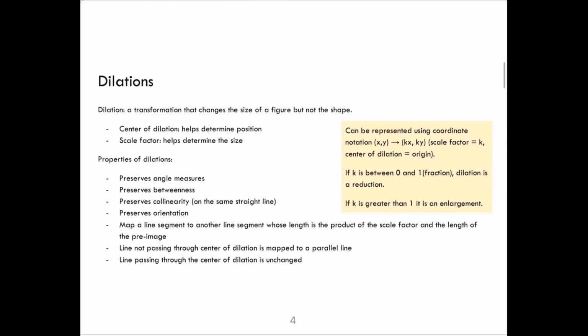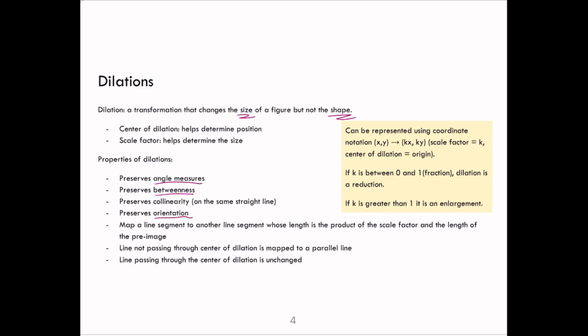Moving on to dilations. A dilation is a transformation that changes the size of the figure, but not the shape. So there are two parts of a dilation. The center of dilation is what helps determine the position, and the scale factor helps determine the size. The properties of dilations are that it preserves angle measures, it preserves betweenness, it preserves collinearity, which means that points on the same line stay on the same line after a dilation.